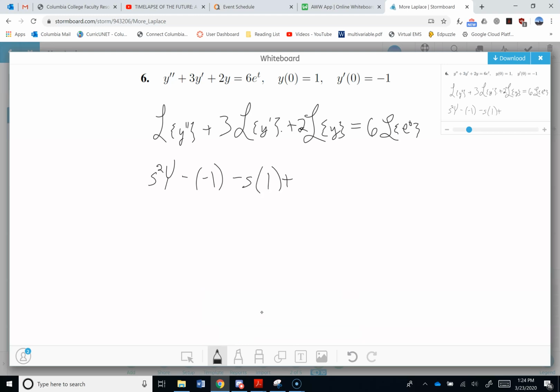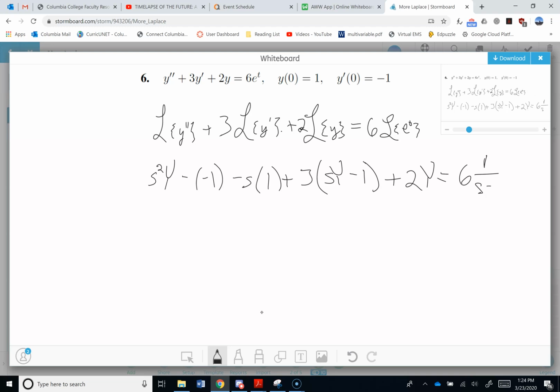Okay, so I have s squared Y minus 1 minus s times y of 0, which is 1, plus 3 times the quantity s capital Y minus y at 0, which is 1, plus 2 capital Y equals 6, and then I need the Laplace transform of e to the t, which is 1 over s minus a. S minus 1. Right, because I have a is 1 in this case?